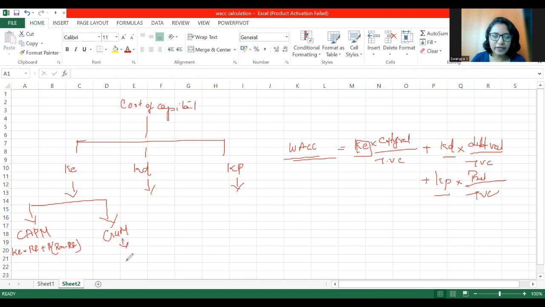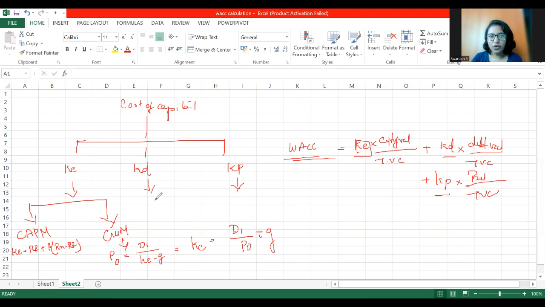There is another way of identifying cost of equity, that is P0 is D1 by KE minus G. Current price of a particular stock is the dividend expected at the end of year 1, that is the coming year, by cost of equity minus your growth rate. So rearranging this in a different direction, KE will be D1 by P0 plus G. We are just rearranging this formula to get the KE formula.